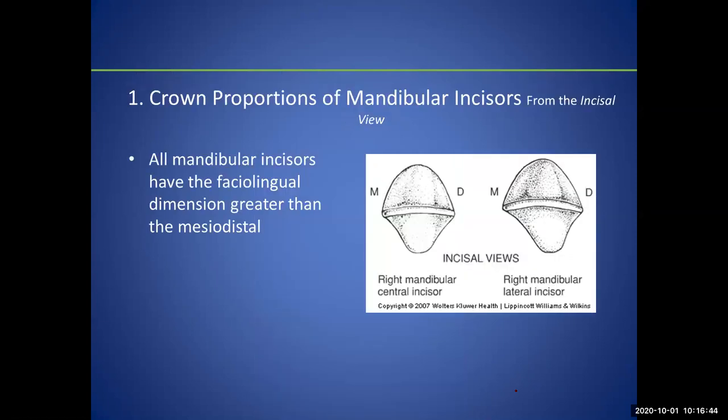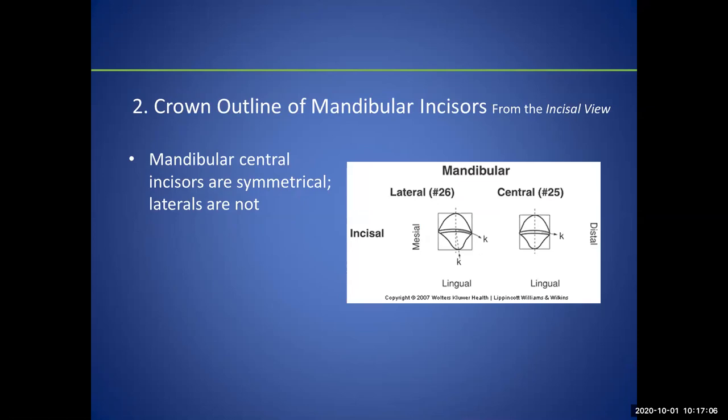All mandibular incisors have the facial lingual dimension greater than the mesiodistal. So it's a pinched tooth. The facial lingual is greater than the mesiodistal. The mandibular central incisor is symmetrical, the lateral is not.